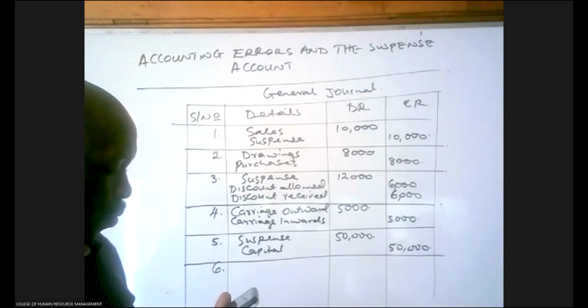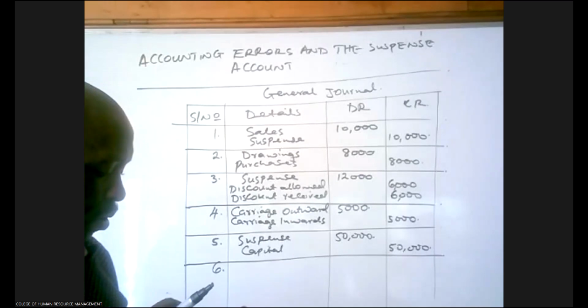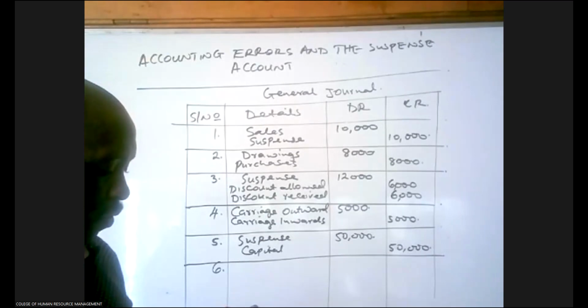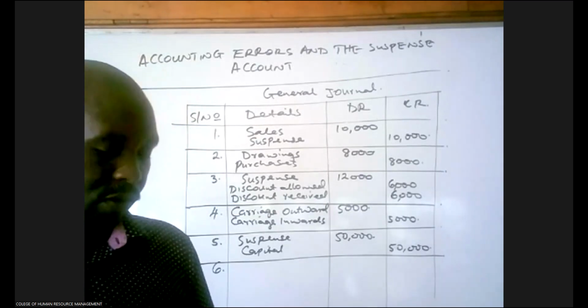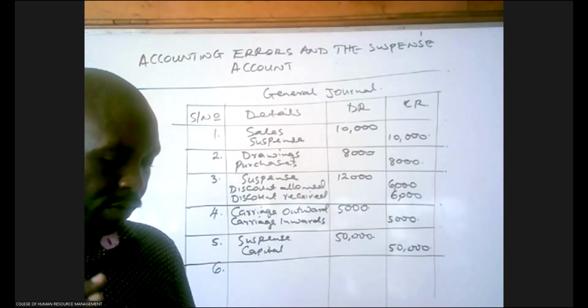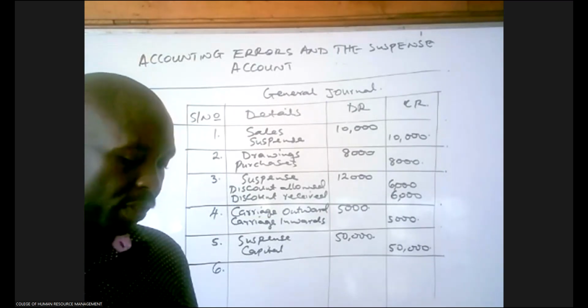Then lastly, a new warehouse was built at a cost of 50,000, including materials costing 35,000 and labor 15,000. The material cost was generalized through the purchases book and wages debited in the ordinary wages account. So what is the issue here? A new warehouse was built at a cost of 50,000 shillings. This 50,000 includes material costing 35,000 and labor costing 15,000.